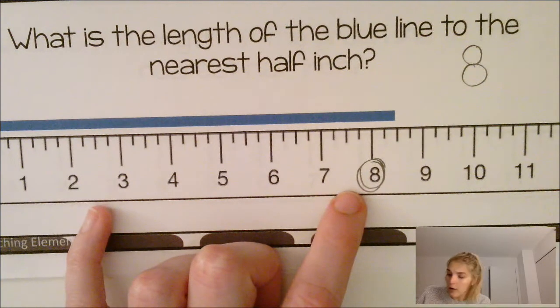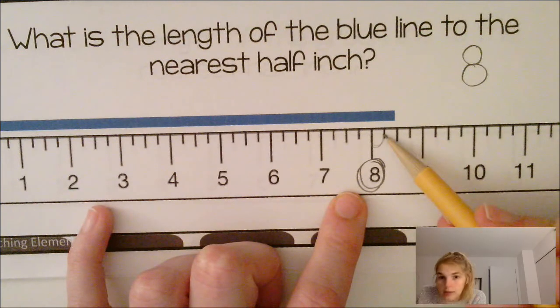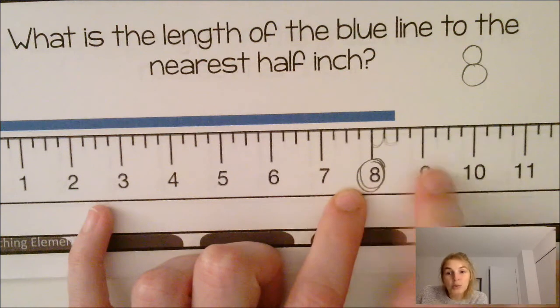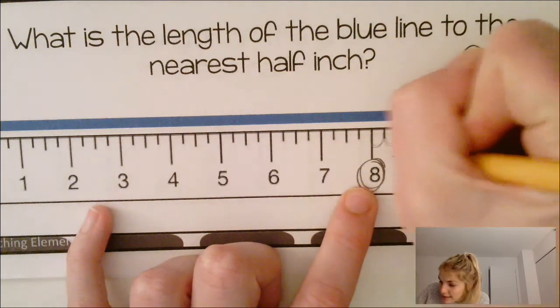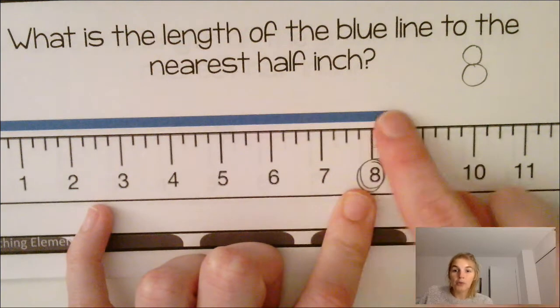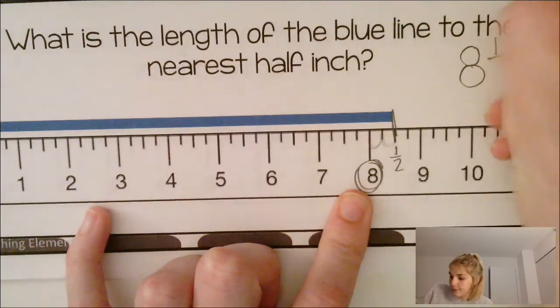Now let's see where it falls. Okay, I see here that this is the first line, so 1/4. And this is the middle point. It's right in between 8 and 9, which means that it's at the 1/2. So the blue line is 8 and 1/2 inches.